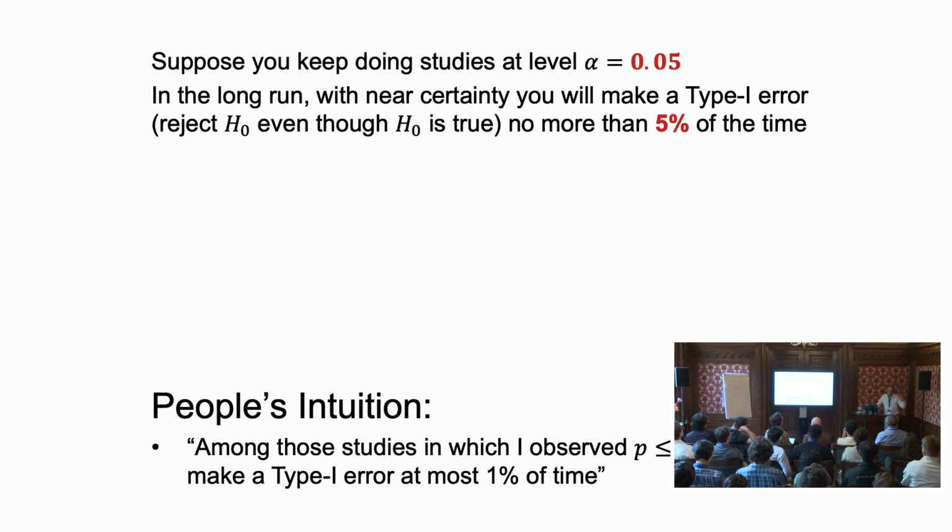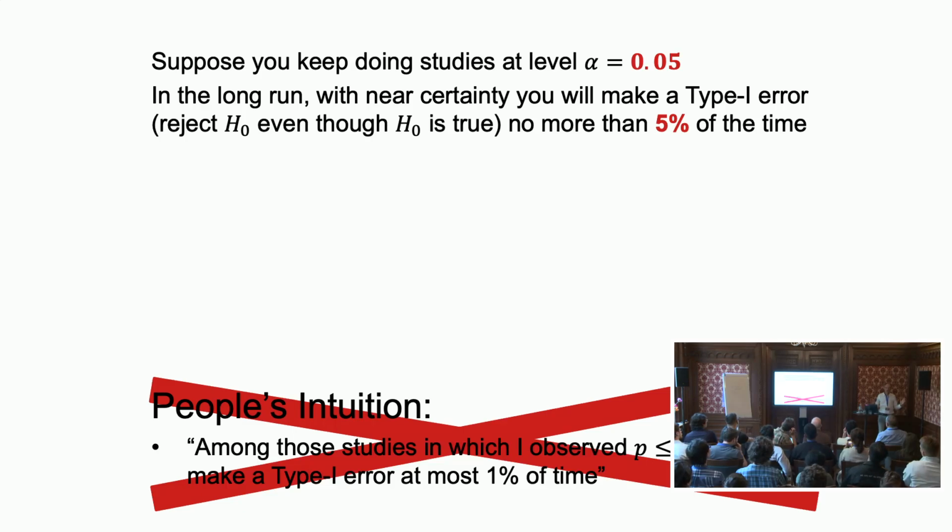Now, people, of course, have an intuition about this. Sometimes they think, well, if I get a very small p-value, then among those studies in which I have a very small p-value, I make a type 1 error much less than in the overall setting. Well, this is just plain wrong.